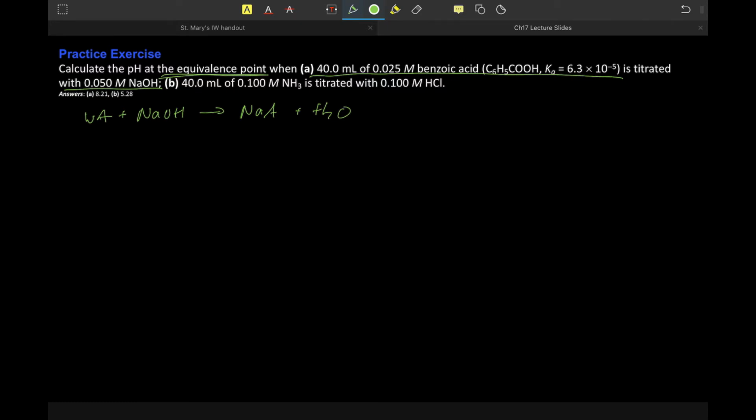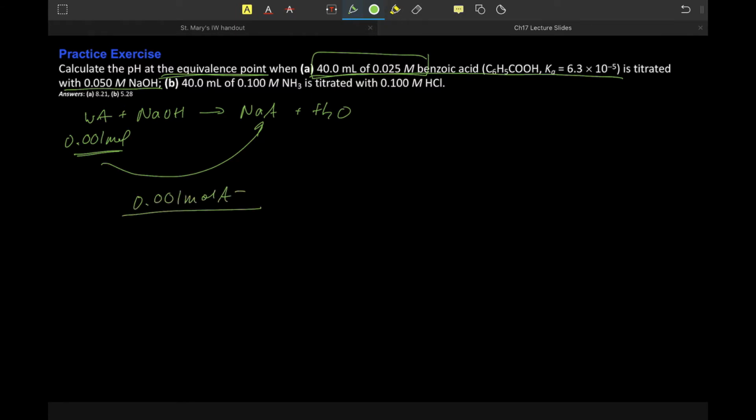And so then here, it doesn't even really matter how much we needed to add, right? Because the point is we're at the equivalence point, which means that all of this, so 40 mL of 0.025, all of this has reacted, yes? All of this has been converted to that, yes? So that means that at the equivalence point, I have 0.001 moles of A minus.